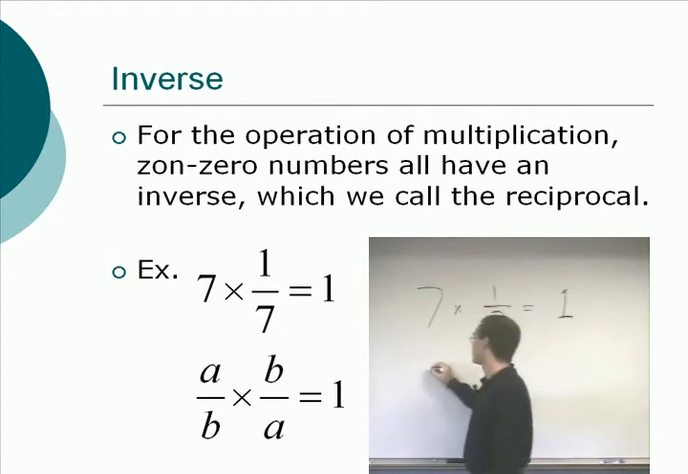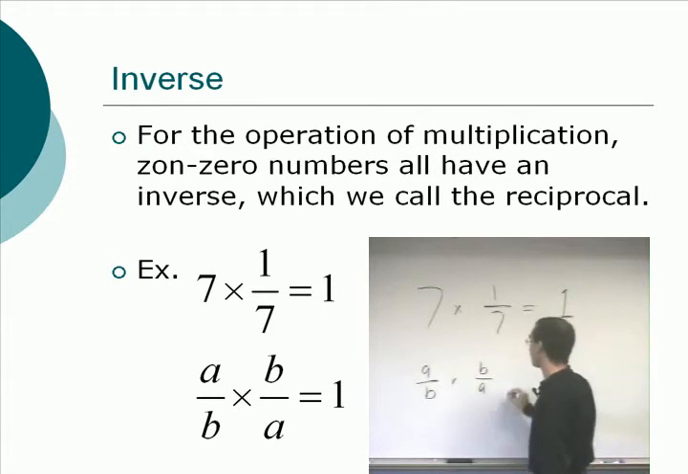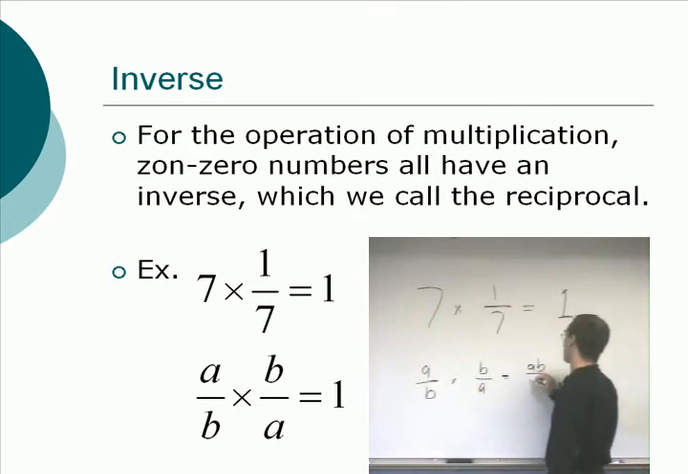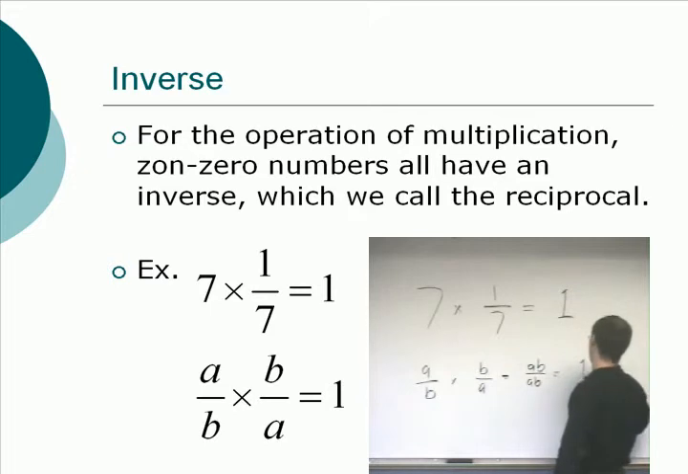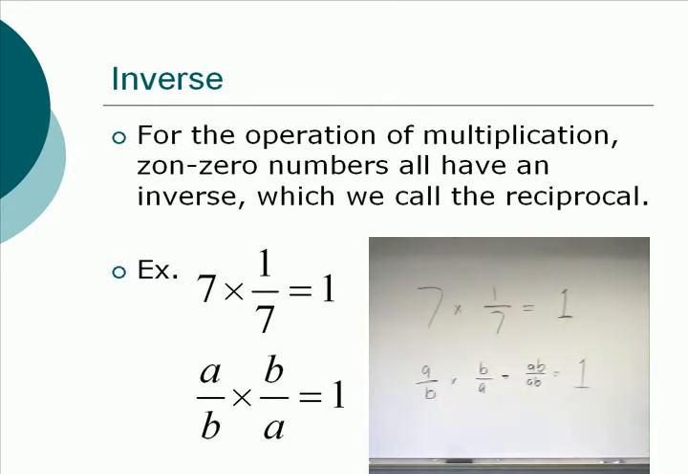If you take a over b, multiply it by its reciprocal, b over a, you get ab over ab, or 1. The operation of multiplication has something called an identity. The multiplicative identity, the magic number for multiplication, you might say, is 1. What makes it the identity is you can take 1 and multiply it by anything, and what do you always get? Same number. 1 times 10 is 10.